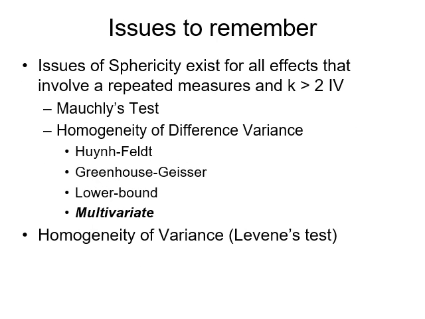Some additional issues to remember. Issues of sphericity exist for all effects that involve a repeated measure where the number of conditions is greater than 2. So again, if we have a variable with only 2 levels, we're fine. It's when it's greater than 2. And we test that with Mauchly's test. Then the homogeneity of difference variance, if we find a difference in a repeated measures, again, there's some adjustments. If sphericity is not assumed, we could use the Huynh-Feldt, the Greenhouse-Geisser, the lower bound, or we can actually do a multivariate test instead of the test that we're using. And again, we do need that homogeneity of variance, Levene's test, for all these variables as well.